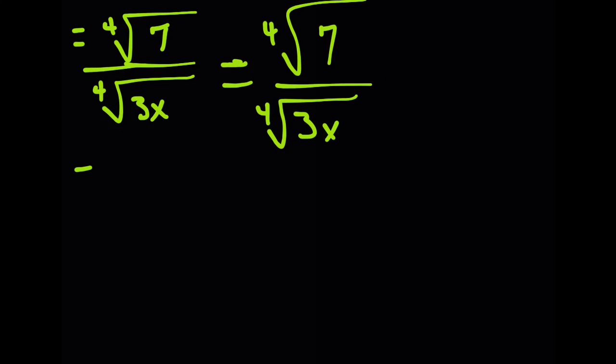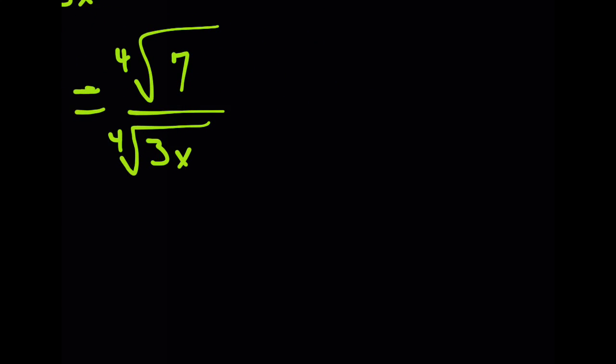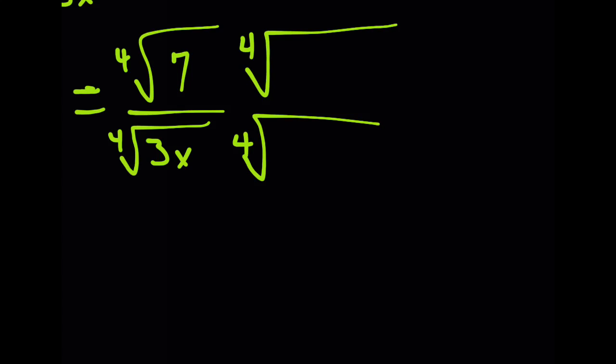So what I need to do is multiply by something on the top and the bottom. We know that I'm going to have to multiply by a 4th root on the top and a 4th root on the bottom. But I want what I multiply by to make the bottom radical disappear. So I need to figure out what do I need to multiply by to make this 4th root disappear.